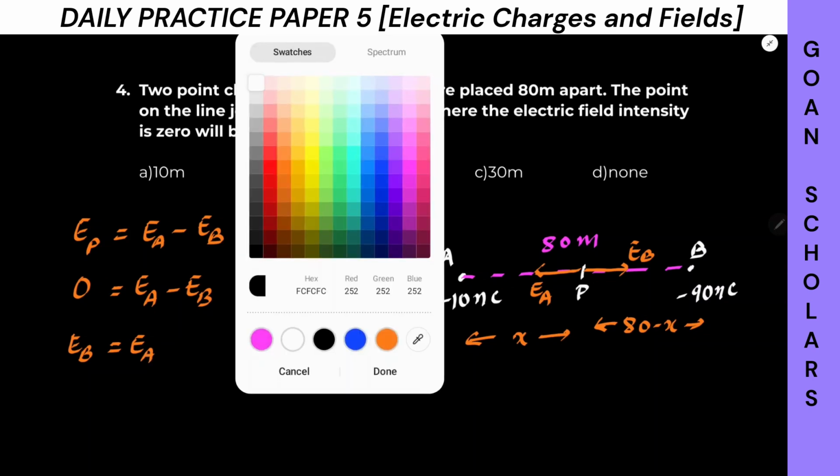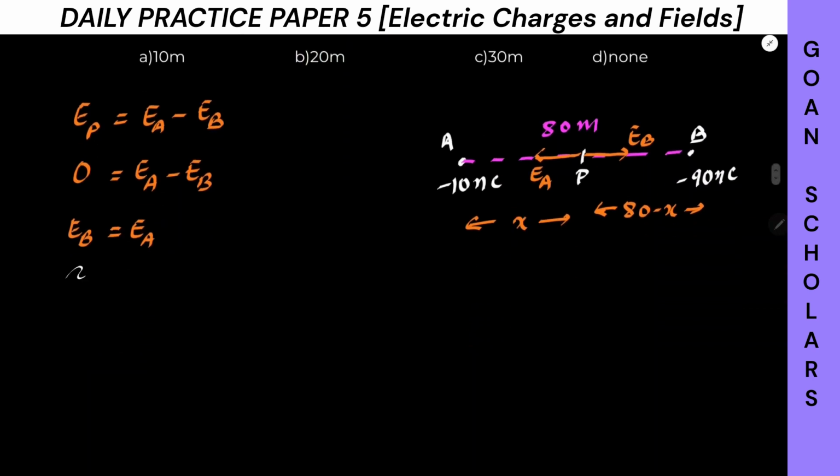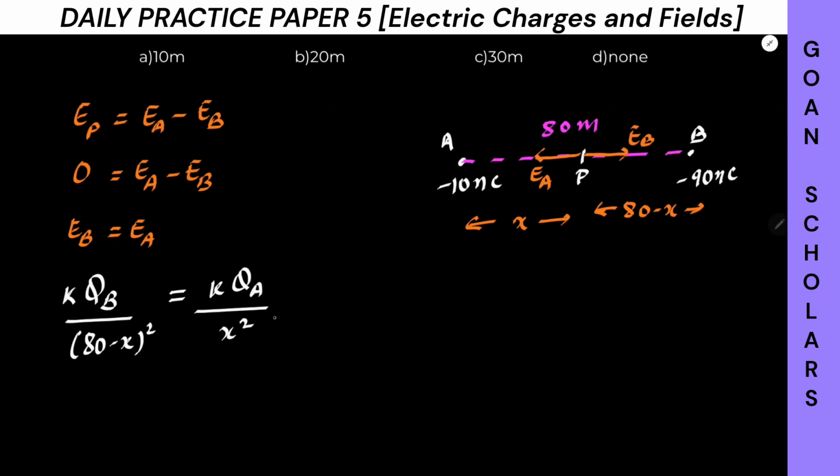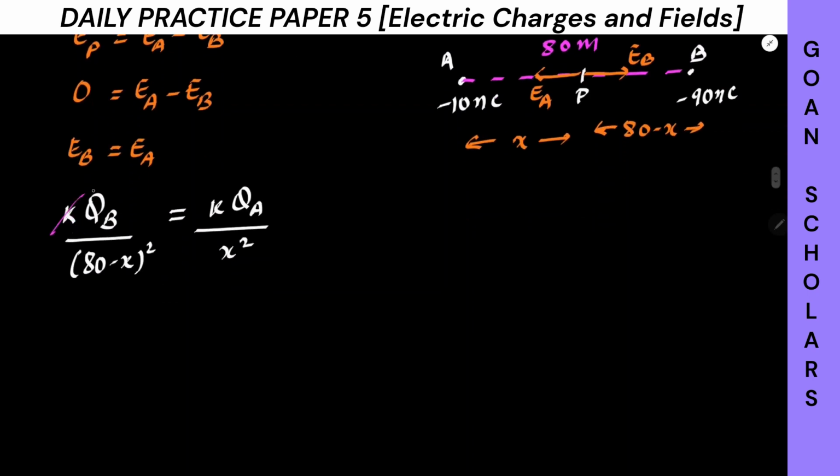Now what are our EB and EA? EB is K QB upon the separation, 80 minus X whole square, and EA is K QA upon X square. Now K cancels with K. What is the charge on B? It is minus, but you will not take the sign because you have already considered arrows. Once you have considered arrows, that is included, because that is negative sign, that's why the arrow is in that way. So 90 into 10 to the power minus 9, because it's nanocoulomb, whole divided by 80 minus x whole square.